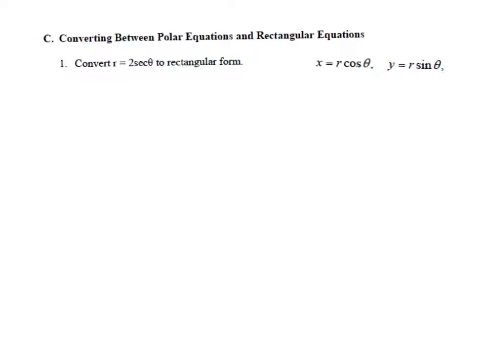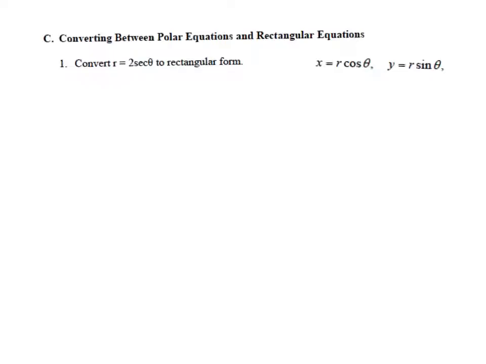In part C, we have two examples, and here we're going to be looking at polar equations and comparing them to what we're used to from all of first semester and most of second semester, rectangular equations, just involving y equals things in terms of x. First thing we're going to do is look at how we convert something from polar to rectangular.